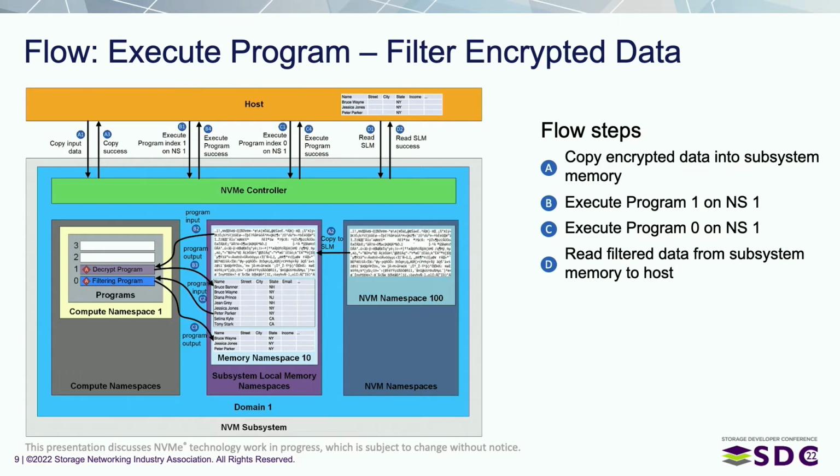The steps are, like I said, quite similar. The first step is to copy data from the NVM namespace into a memory namespace, except the data is encrypted. So we copy in, and you can see the data is encrypted. The next step is the host tells the device to execute the program in slot 1, which is a decryption program, against the encrypted data. It executes, decrypts, and the output is the unencrypted table that we saw before.